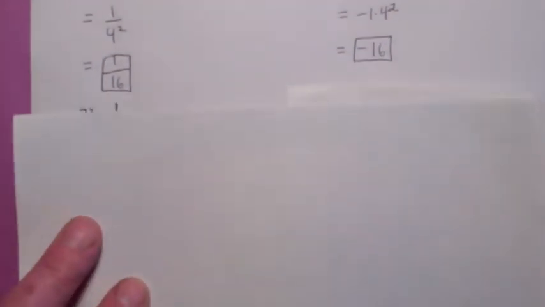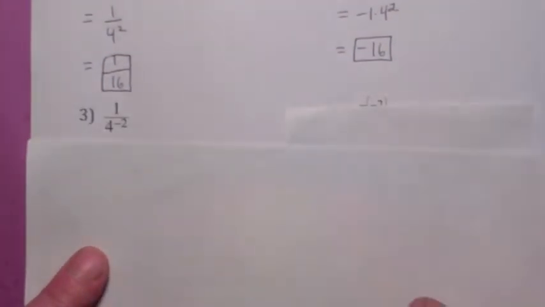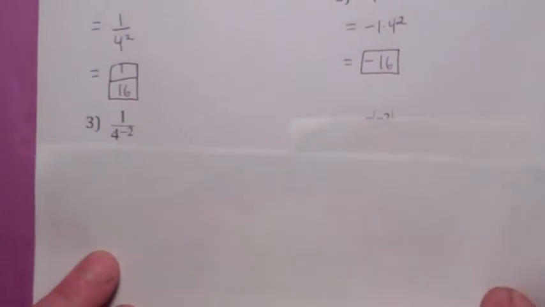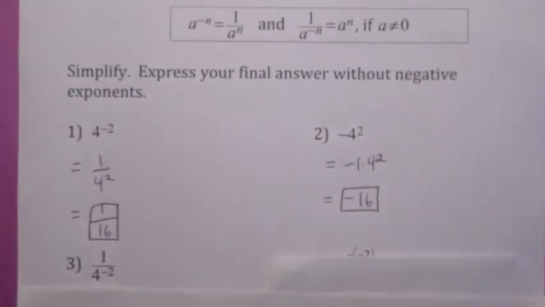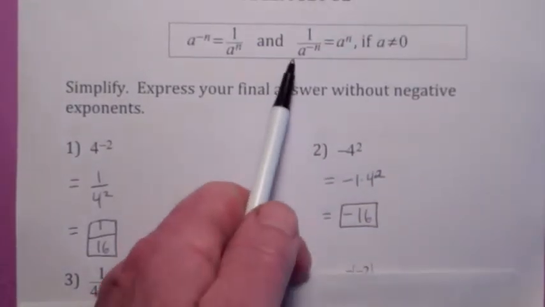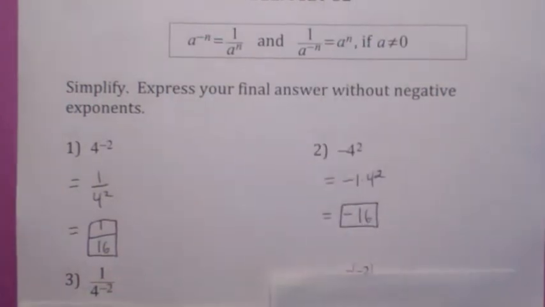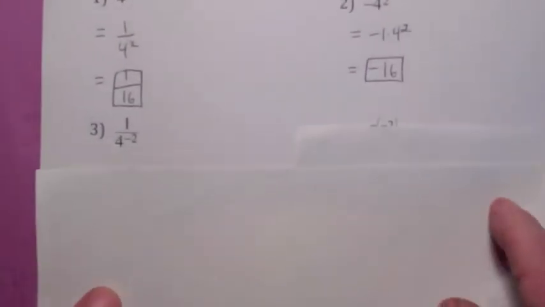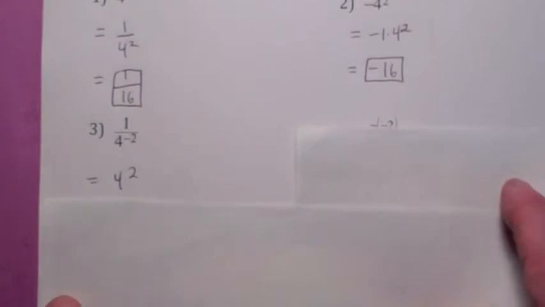All right, let's do some more here. So what does our rule say? What if you have a negative exponent on the denominator? Well, again, cross the line, change the sign, says negative exponent of the denominator, you could move it to the numerator and make it positive. So this would just be 4 to the 2, which is 16.